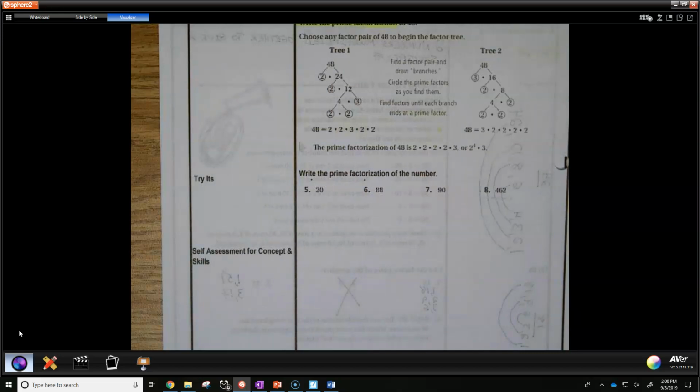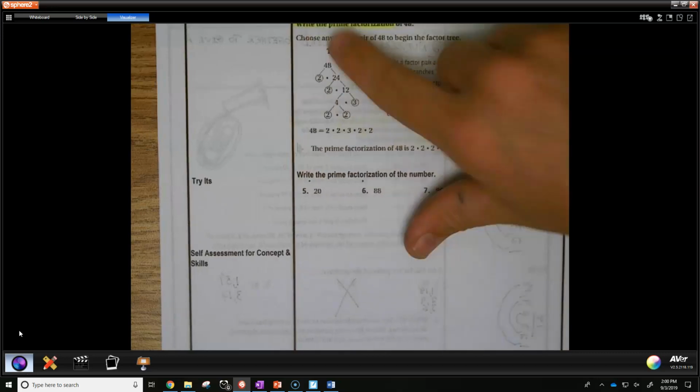Every time, now make sure you're following along with me. Every time, all you have to do is ask yourself a question. Is the number prime or is it composite? If it's a prime number, circle it. If it's composite, you branch it off into 2 factors, I should say 1 factor pair, 2 factors.